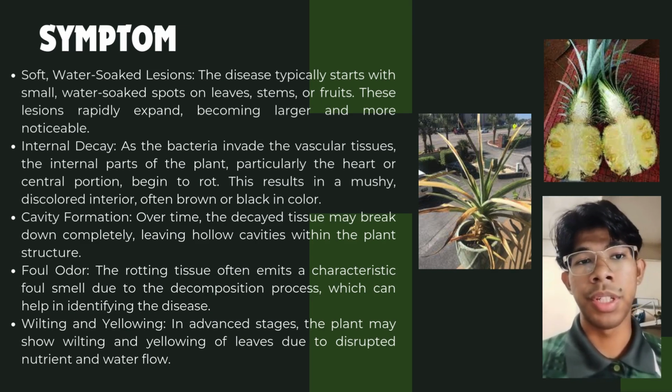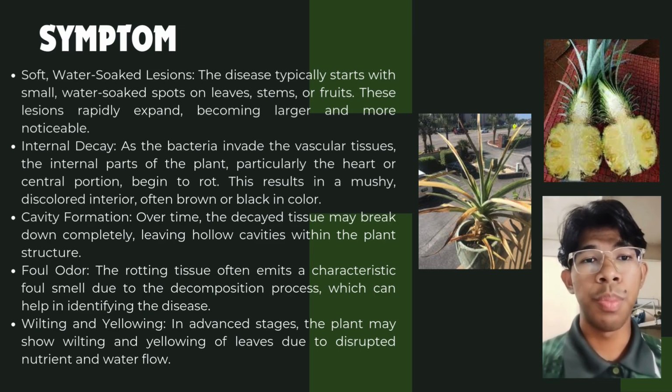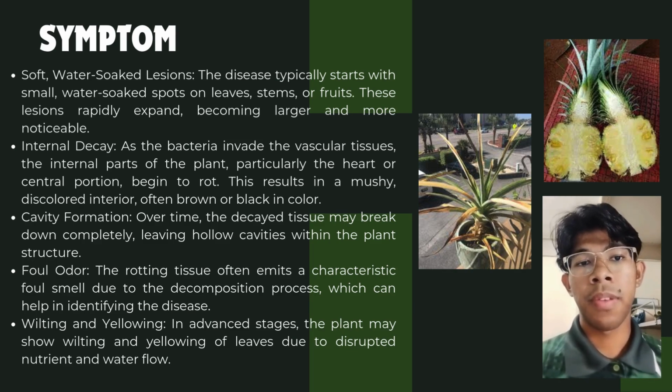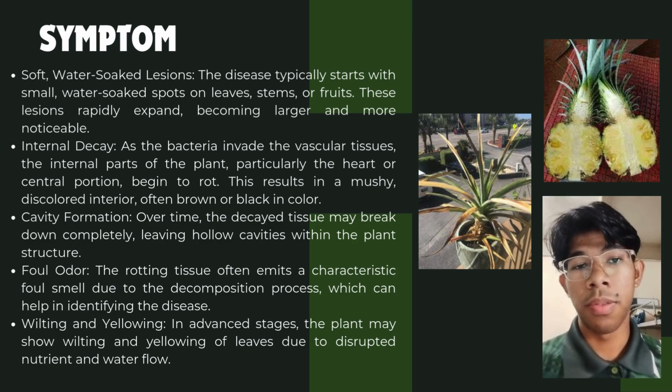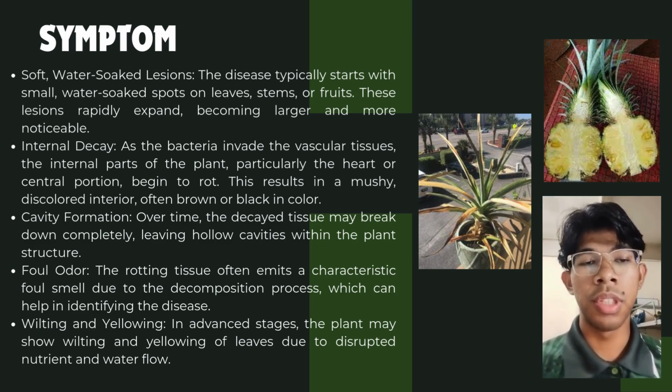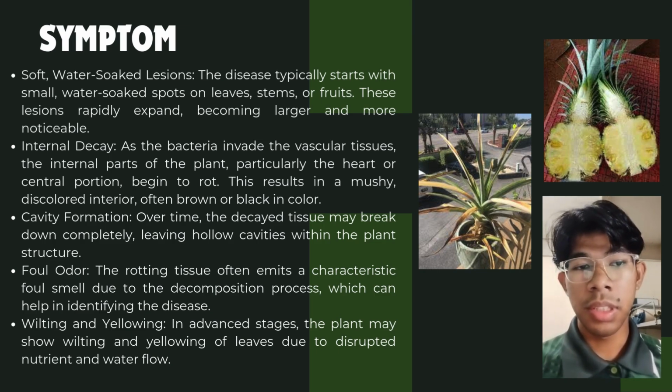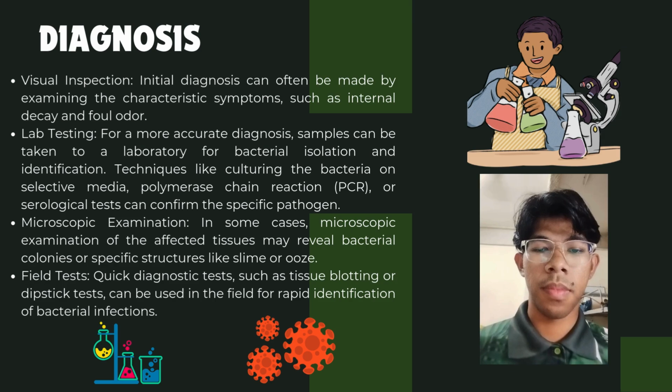Next, cavity formation. Over time, the decayed tissue may break down completely, leaving hollow cavities within the plant structure. Other than that, foul odor. The rotting tissue often emits a characteristic foul smell due to the decomposition process, which can help in identifying the disease. And lastly, wilting and yellowing. In advanced stages, the plant may show wilting and yellowing of leaves due to disrupted nutrient and water flow.